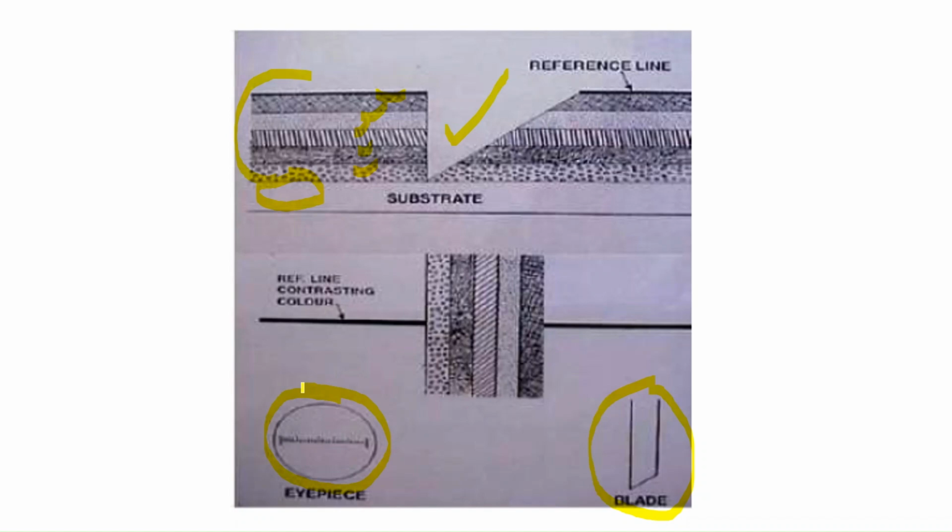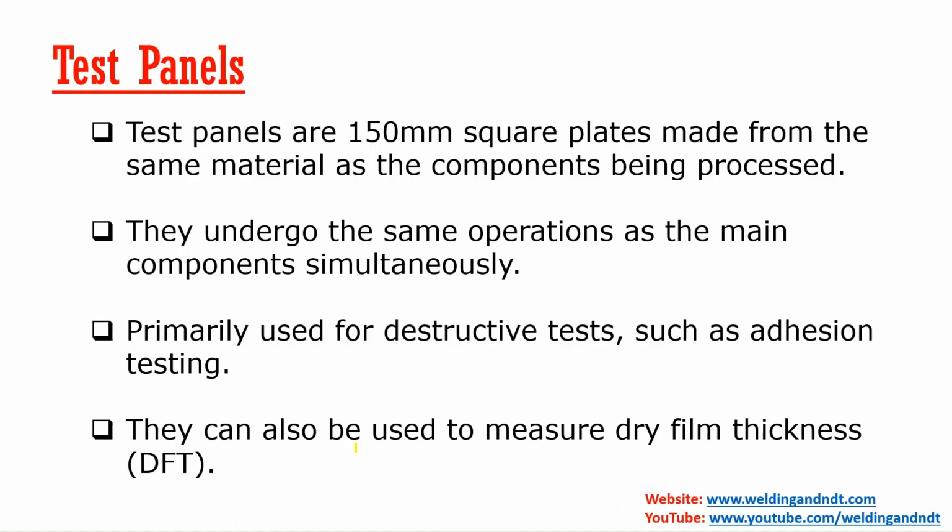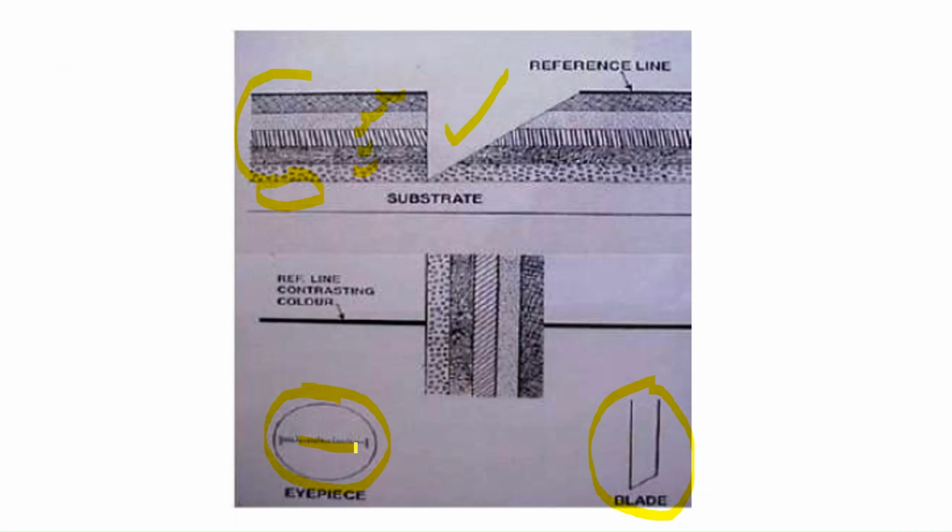Then a chart will be provided. The graticule scale will give the reading, and that reading will be multiplied by the chart which is given there, and then you will be able to calculate how much depth of the coating is there. So friends, with this we have come to an end of our destructive test.